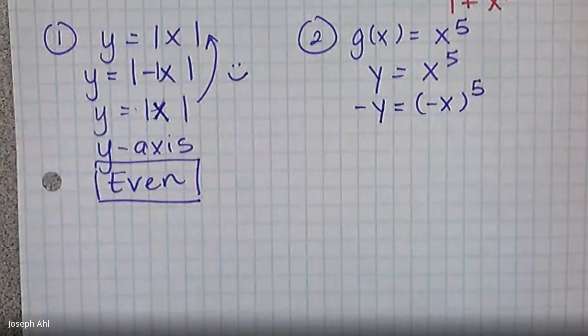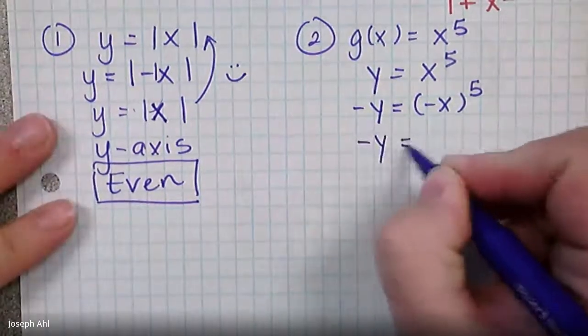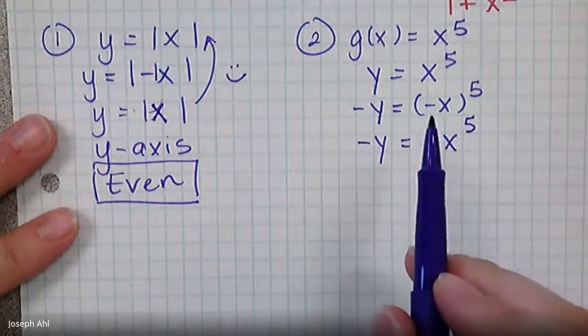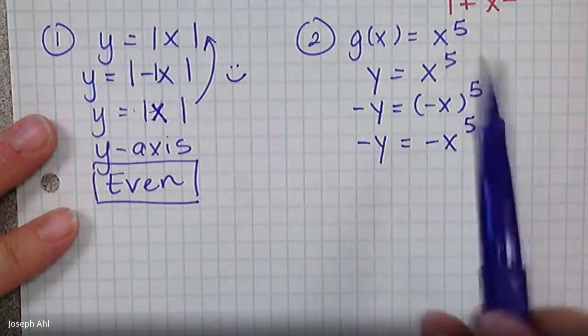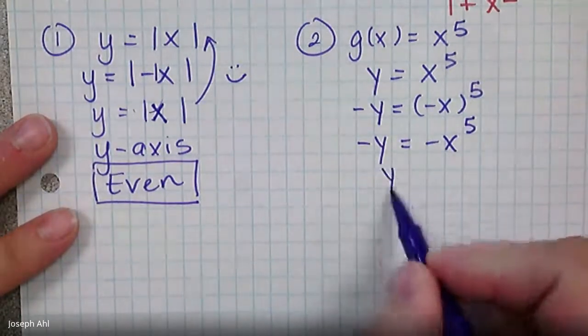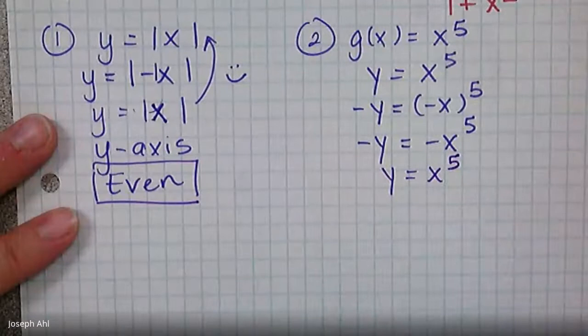Well, negate y and negate x at the same time to see what's going on here. All right, so we get negative y equals negative x to the 5th power, which is just negative x to the 5th, because a negative times itself an odd number of times, like I mentioned earlier, is negative. Divide out the negative 1 to get y equals x to the 5th.